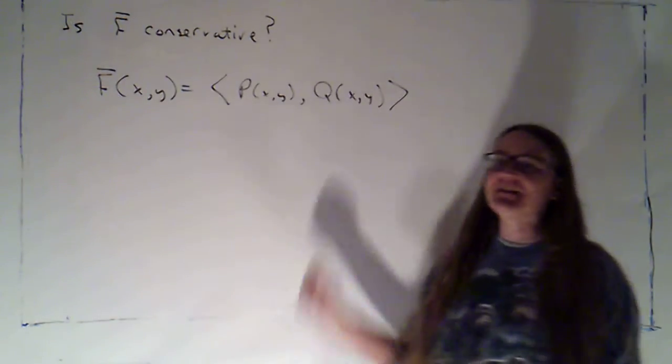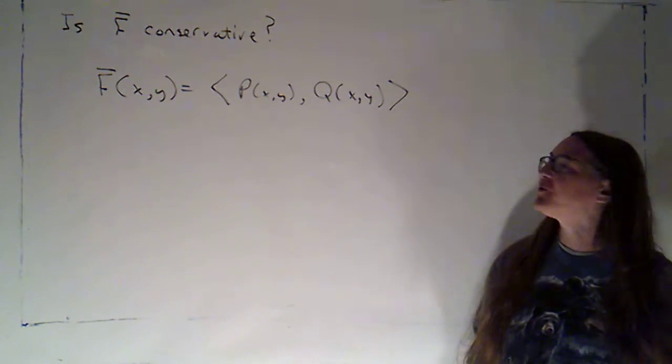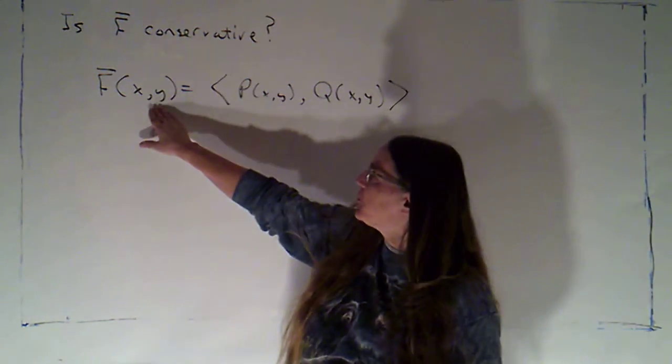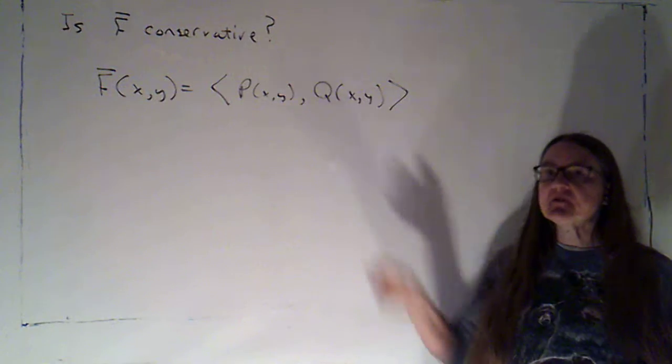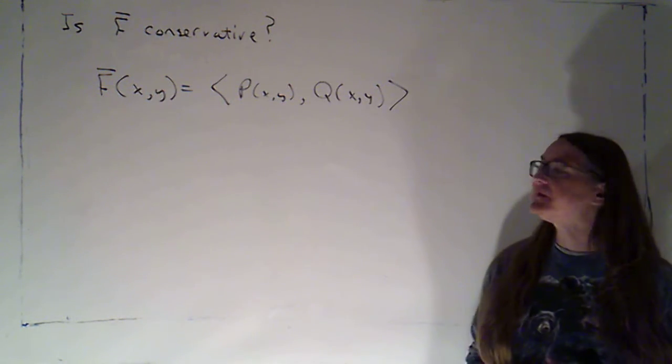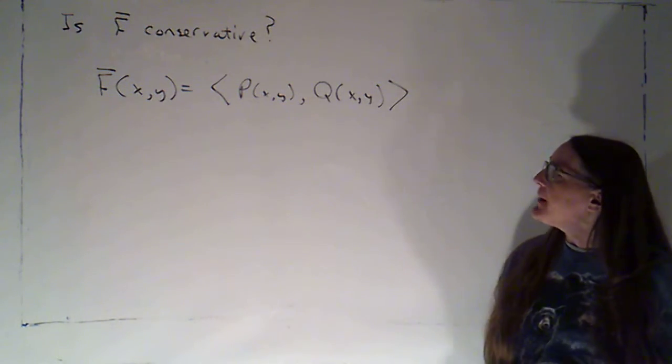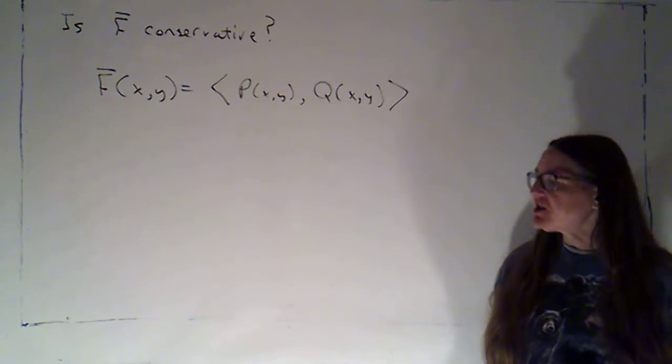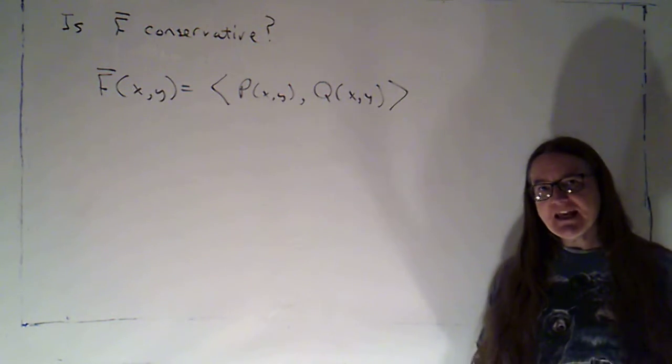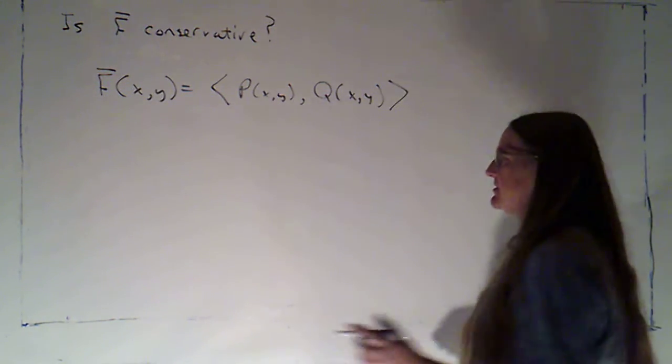All right, we are ready to develop our test for whether F is a conservative vector field or not. I'm going to first of all work with it in 2 space. There's a similar test for vector fields in 3 space. I'm going to actually start by just saying something that is true if F is conservative.